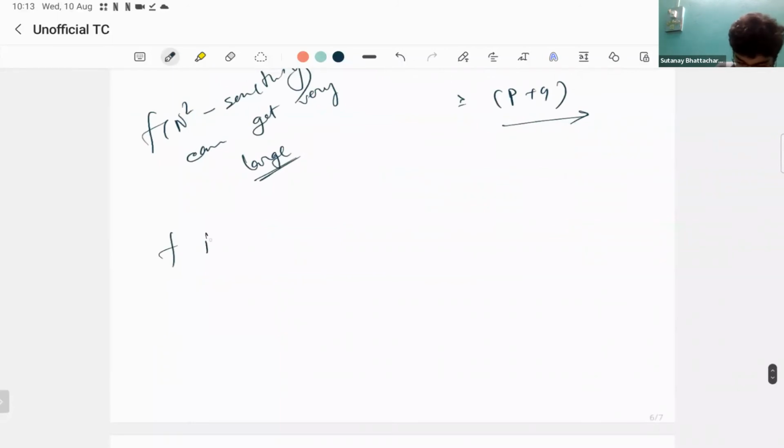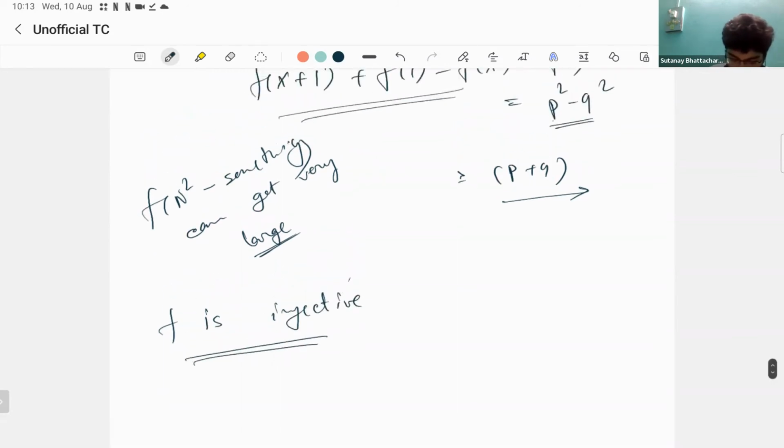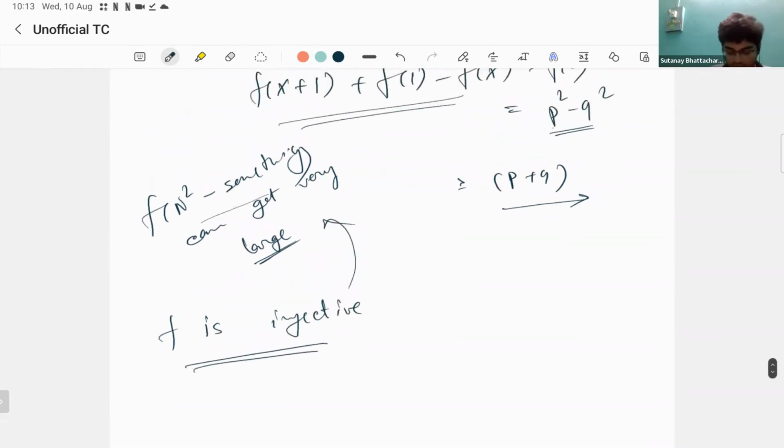We can actually do something better. We can actually prove something stronger. We can in fact prove that f is injective. Does anyone see why f being injective would imply that f of this thing can get very large?